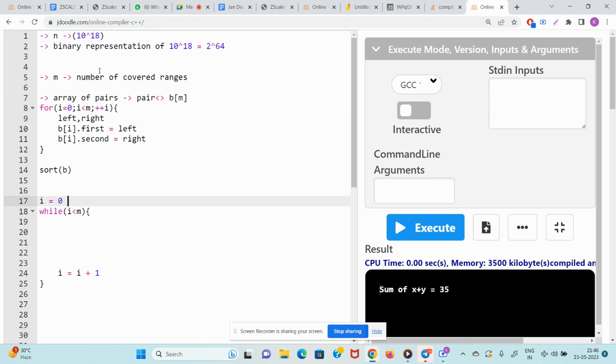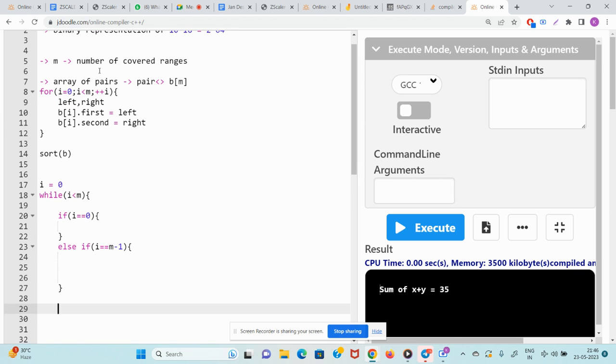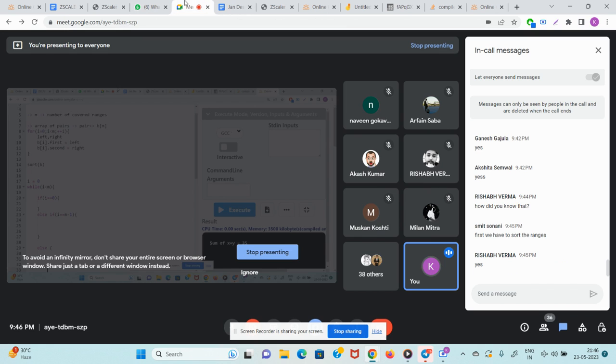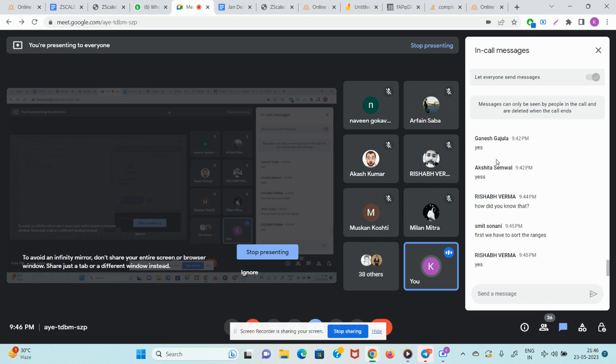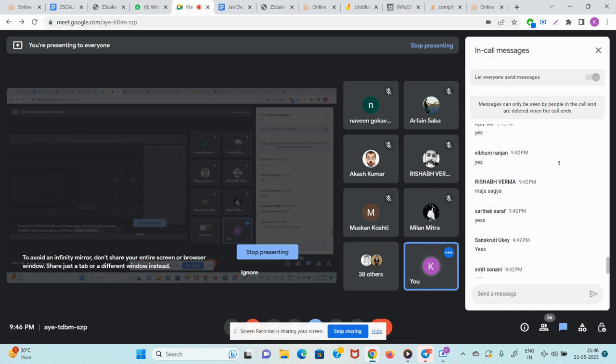Yeah. So guys, now what to do? Let's make special cases for i equal to 0 and i equal to m minus 1. The first and last range will be special cases, but for the other ranges, life is chill. So let's say the ranges are sorted, right, guys? So to make this code proper, how did you know that?